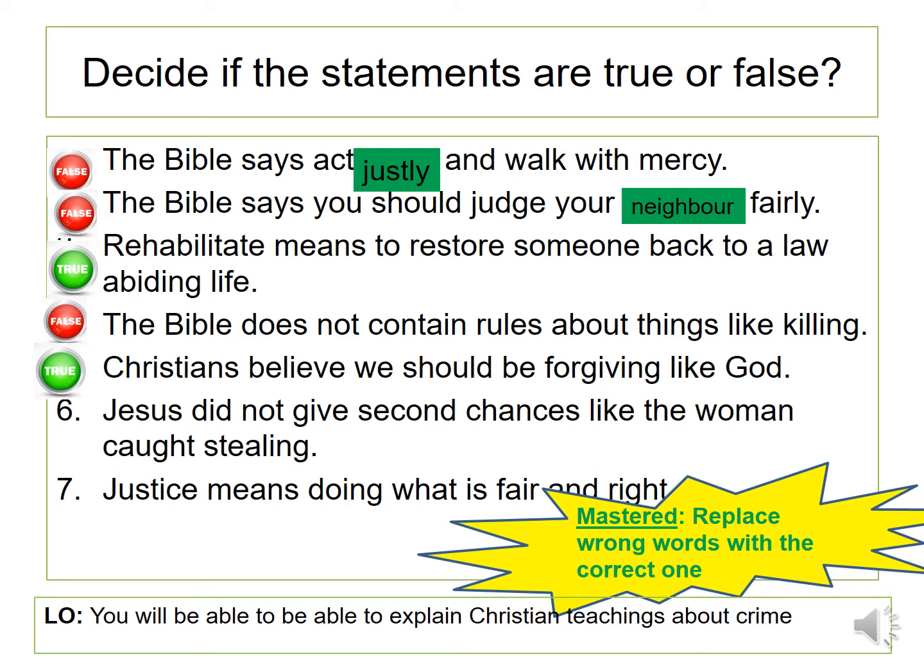That is true. Number 6, Jesus did not give second chances like the woman caught stealing. That is false. Jesus did give second chances like the woman caught in adultery. Number 7, justice means doing what is fair and right. That is true.